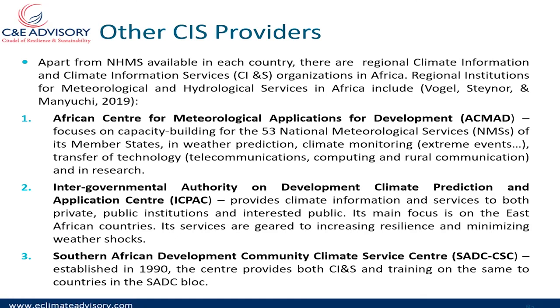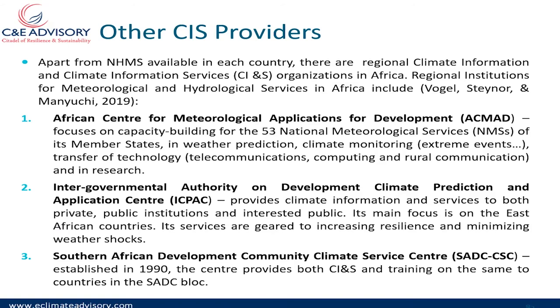For instance, we have the African Centre for Meteorological Application for Development, ACMAD, which focuses on capacity building. So it builds the capacity of the 53 national meteorological services of the countries in Africa. They are member states of the African Union. And it focuses on weather prediction, which is the climate information. It focuses on climate monitoring, looking at extreme events. It focuses on transport technology, like telecommunication, computing and rural communication, and research. So it's a very, very crucial body.